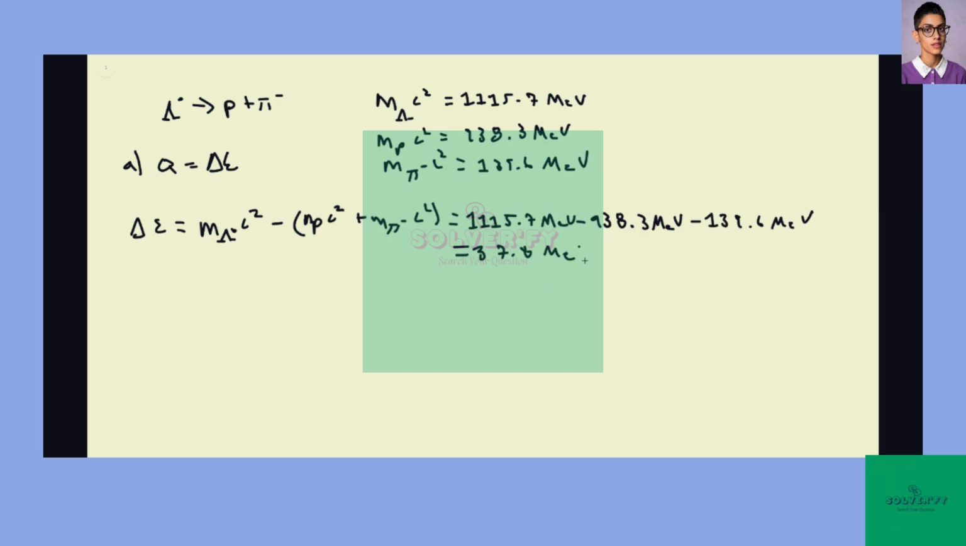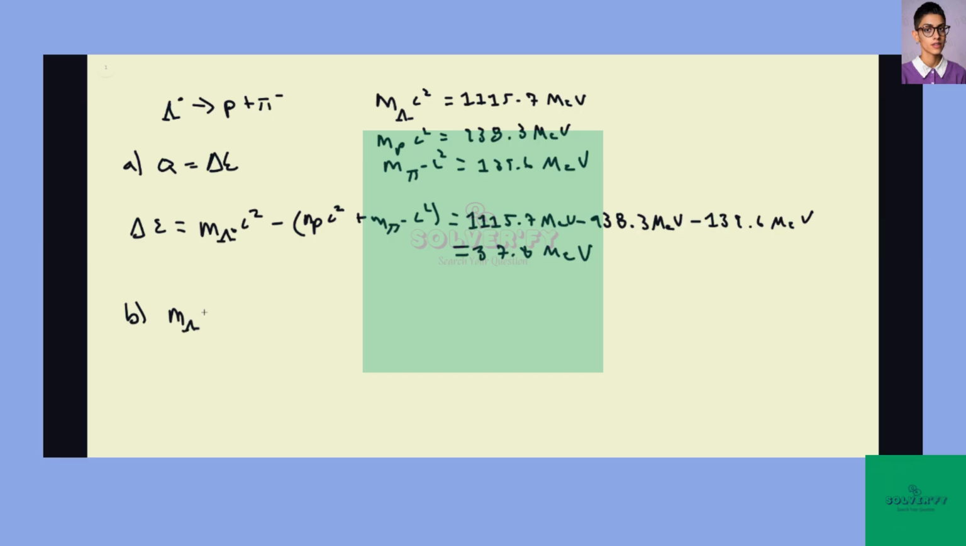MeV. All right, so now for part B, it wants us to calculate the kinetic energy of the proton and the pi meson, assuming that the lambda baryon decays from rest. So to start this off, we need to understand a couple of things about the problem. Conservation of energy, first off. The conservation of energy states that the total energy of the two particles has to be equal to the rest mass energy of the starting particle.